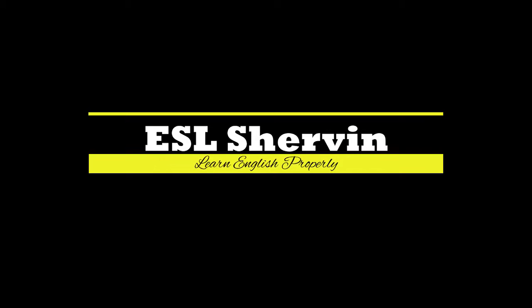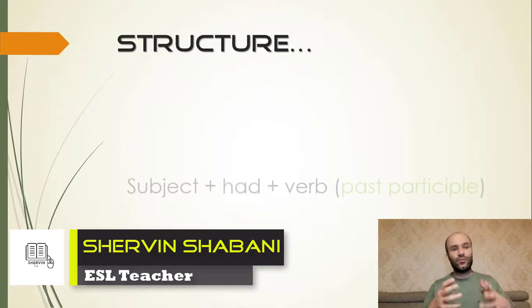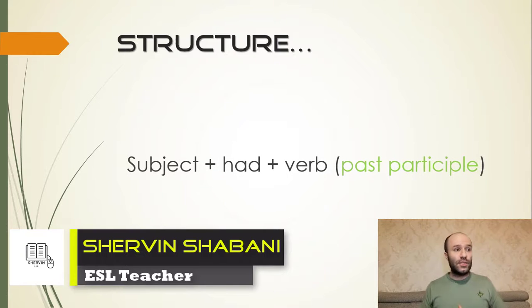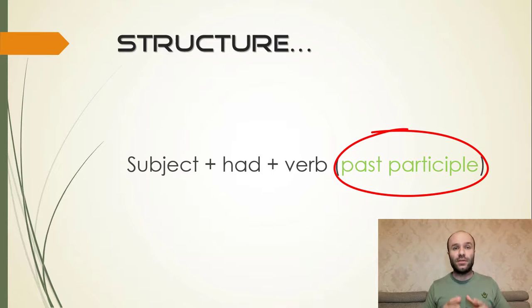Today I'm gonna talk about past perfect, so stay with me. Okay, at first let's talk about the structure. So the structure is very easy. Subject plus had plus verb in past participle form. Okay, pay attention to that. The verb should be in past participle form.